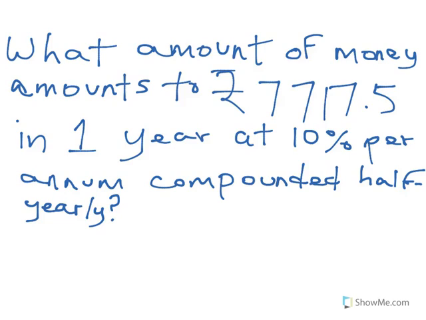Okay guys, we're going to be continuing with some more problems in compound interest, and I'm going to just continue where we left last time. What amount of money amounts to rupees 7717.5 in 1 year at 10% per annum compounded half yearly?